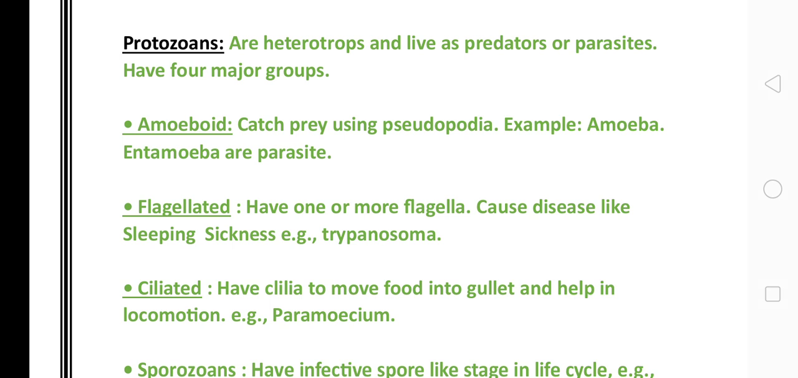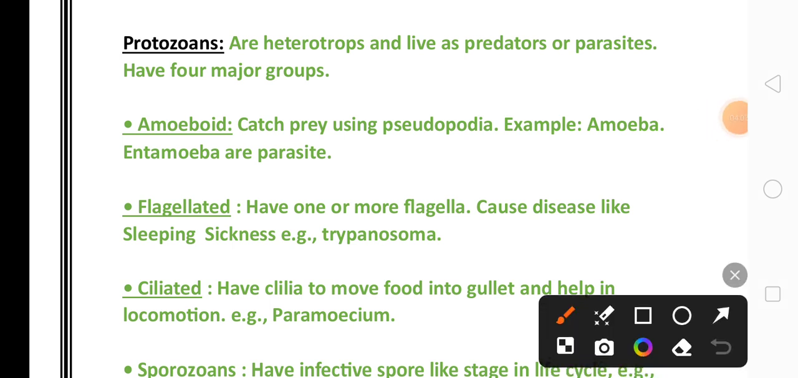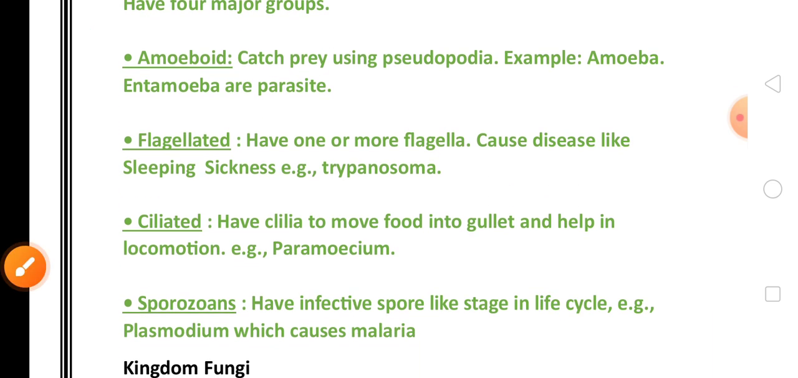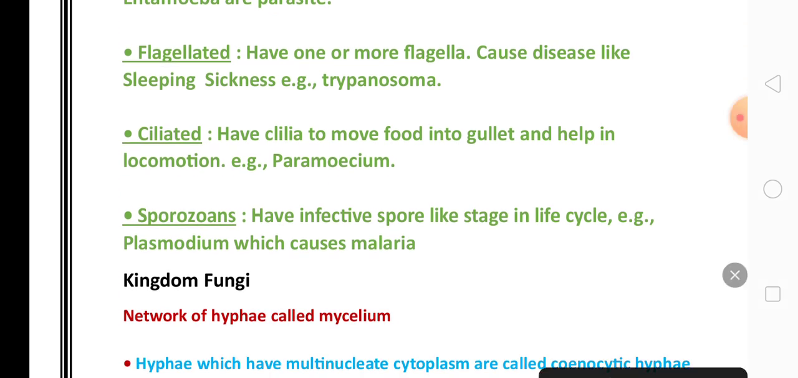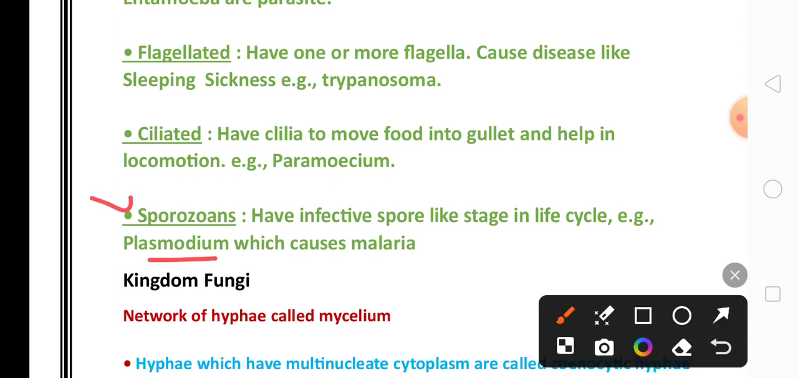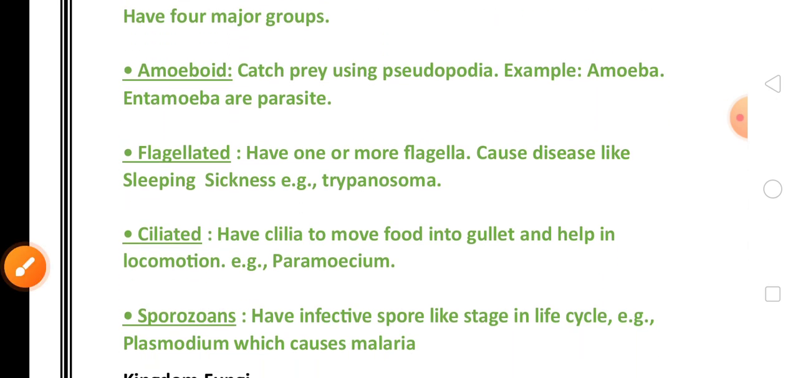One of the most important 5 marks questions from this chapter is protozoa definition and its classification. Protozoa are heterotrophs belonging to kingdom Protista. They are predators or parasites. They are classified into 4 major classes. The classes include amoeboid protozoa, example amoeba, flagellated protozoa, example Trypanosoma which causes sleeping sickness, ciliated protozoa, example Paramecium, and sporozoans, example Plasmodium which causes malaria disease. So protozoa definition and classification is important for 5 marks.